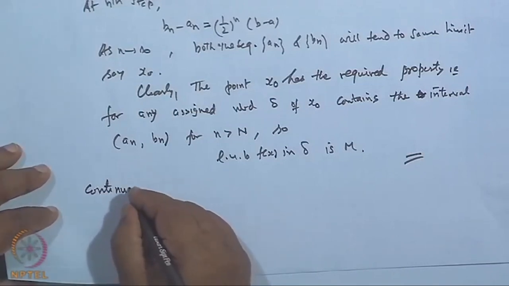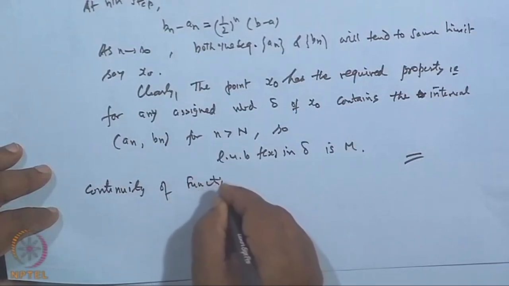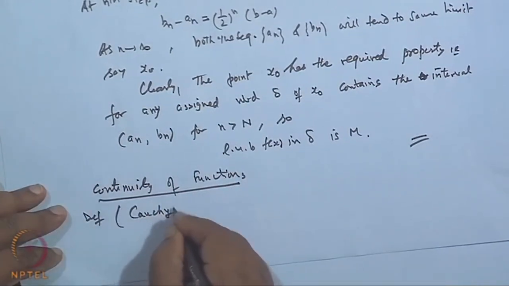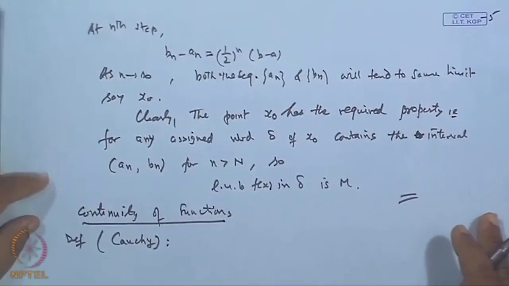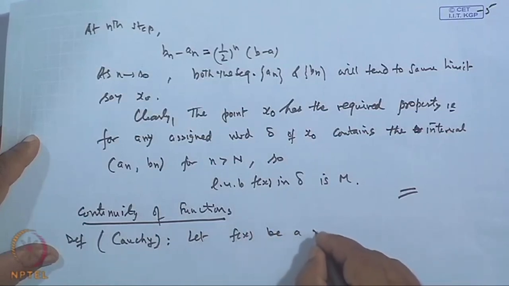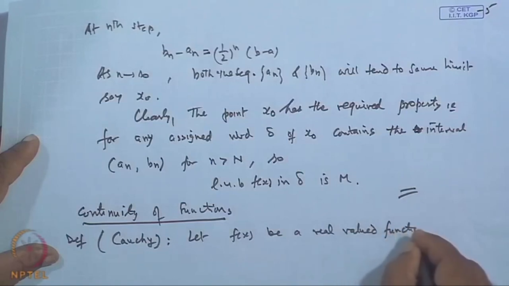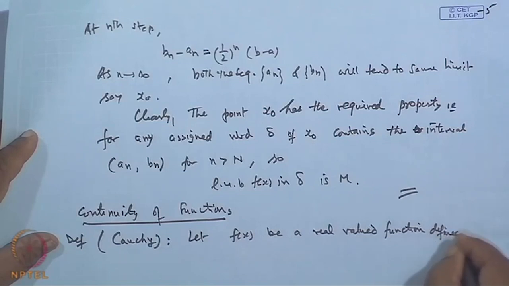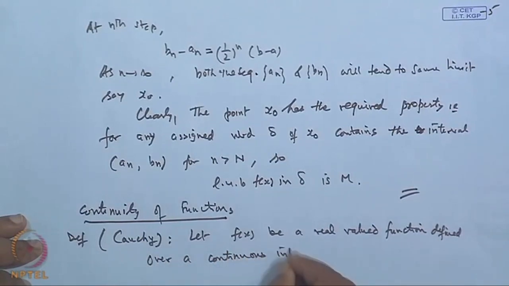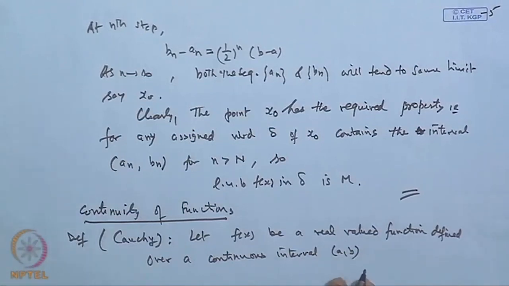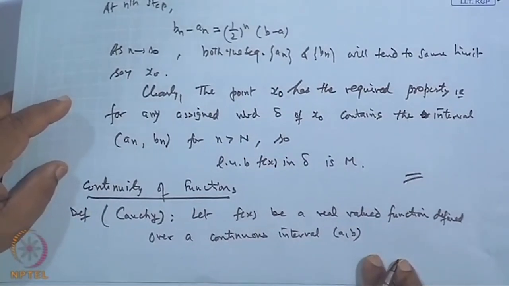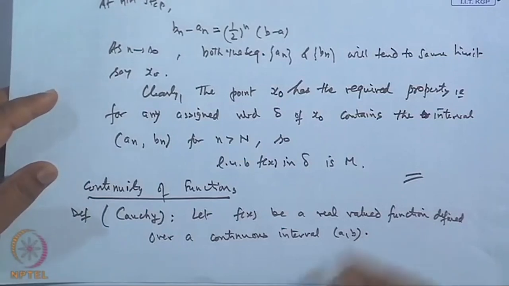So let us see the continuity of functions. First, the definition by Cauchy. What is Cauchy's definition? Let f(x) be a real valued function defined over a continuous interval AB. Of course, here we are taking a continuous interval, but the function may also be defined in a different way. So over the interval AB, let y equal to f(x) be the given values of the function on this interval.